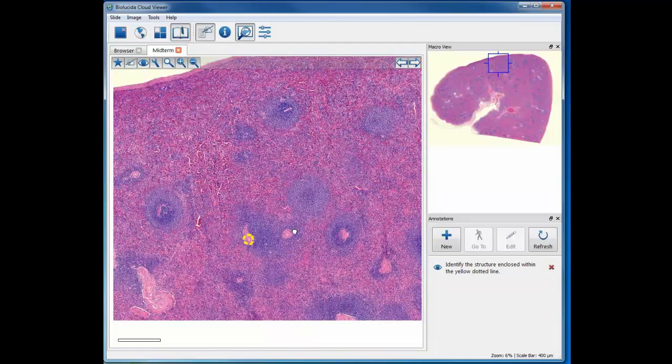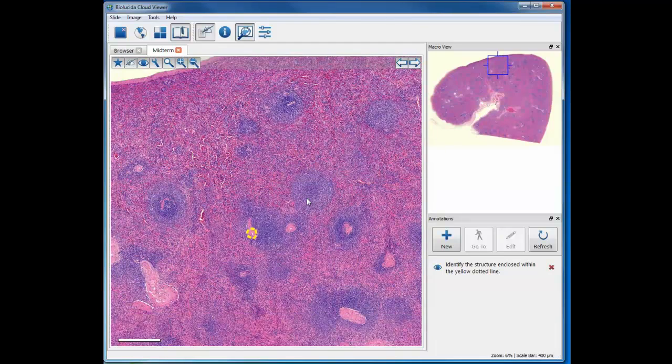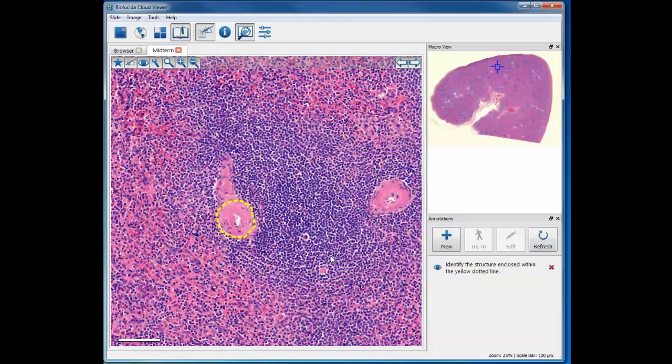And then if you look at low power, you can see red and blue. So without question, this is the spleen. So it has to be the central artery. And 63% of the class said either central artery or artery.